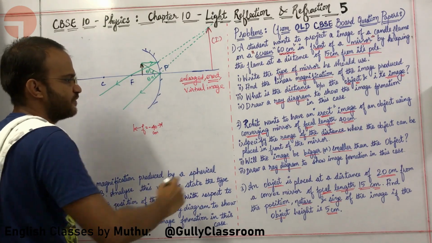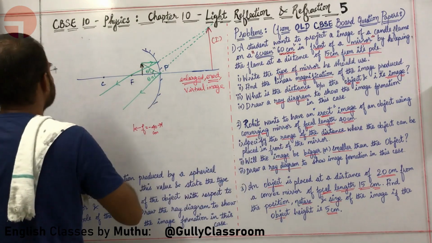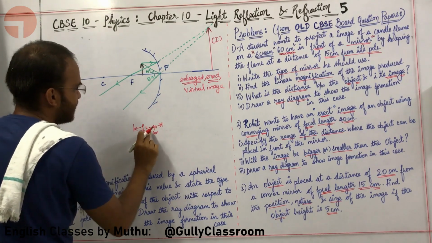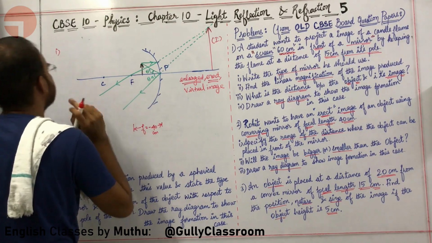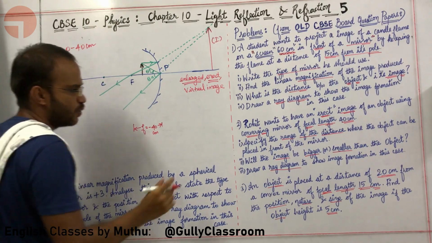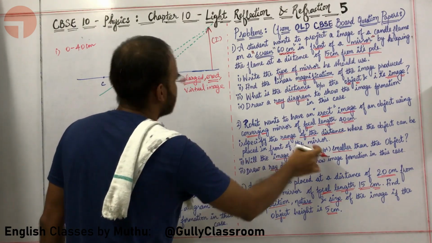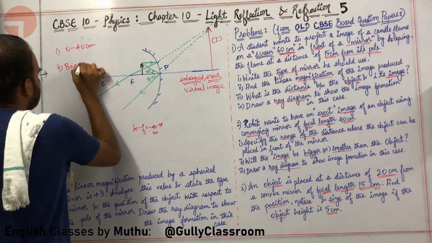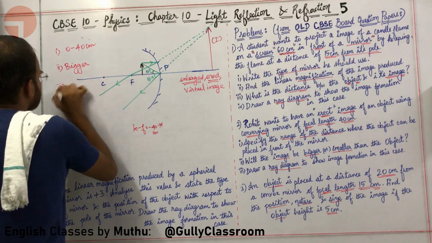So let us look at the first question. Specify the range. What is the range? They have given this particular measurement as 40 centimeters, which means 0 to 40 centimeters is the range. What next? Will the image be bigger or smaller? Obviously it is enlarged, so the image will be bigger. Okay, what about the third one?